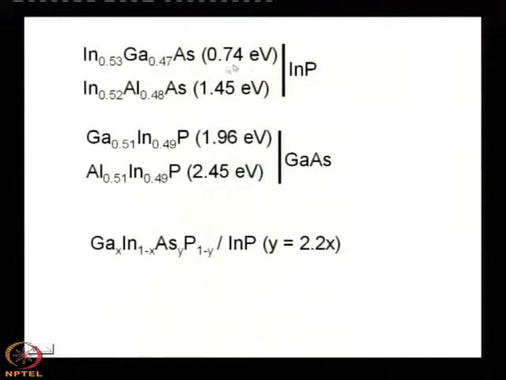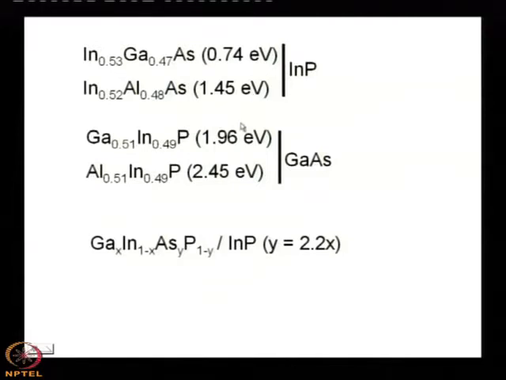the band gap, I have written the band gap, it is 0.74 electron volt. Then indium aluminum arsenide is 1.45 electron volt. Gallium indium phosphide with this composition is 1.96 electron volt. Aluminum indium phosphide with this composition it is 2.45 electron volt. These are the band gaps which will give you different kinds of application. Okay. So, these are the substrate and these are the materials, right.